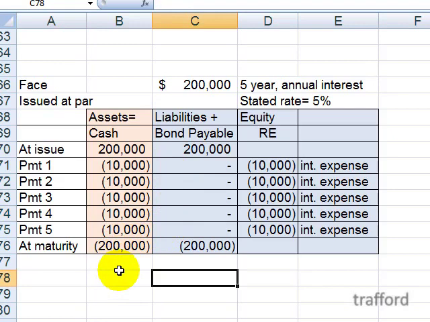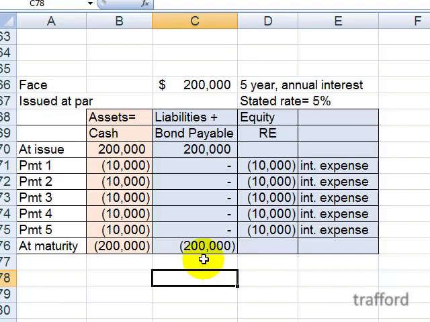Then, at maturity, the corporation also has to pay back the principal, or the face amount of the debt, $200,000. So cash goes down $200,000, the liability is paid off, bonds payable also goes down by $200,000. You can clearly see here that there's two different cash flow streams: the annuity amount of the interest payment and the lump sum payment of the face amount due at the end.